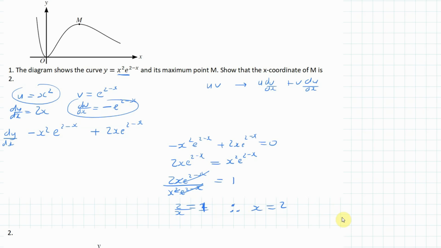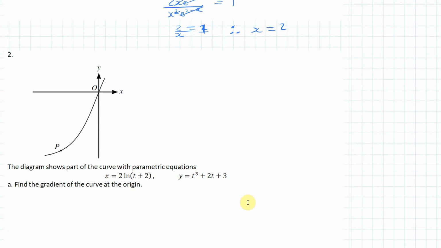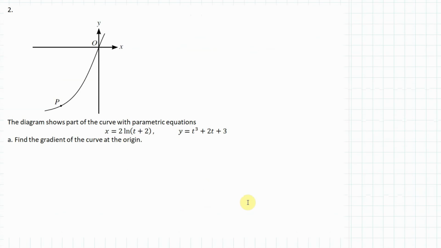That's nice, lovely. The next one, we've got some parametric equations here, and we have to find the gradient of the curve at the origin. Okay, so the gradient at the origin. First of all, let's do dx dt. So dx dt is equal to 2 over t plus 2. And dy dt is equal to 3t squared plus 2.